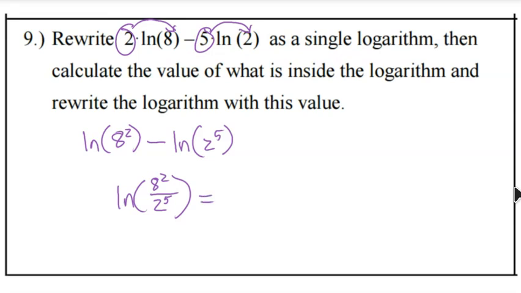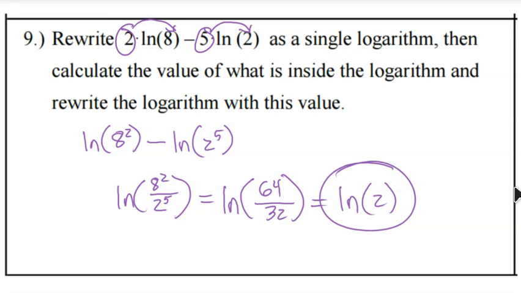So now it says then calculate the value of what's inside the logarithm. Well, what's inside is 8 squared divided by 2 to the 5th power. So let's rewrite this, the natural log of, we know that 8 squared is 64. And 2 to the 5th power, you could do that in a calculator, but we learned it, and it's 32. And 64 divided by 32, well, that's just 2. So the final answer here is going to be the natural log of 2, and we have successfully rewritten this logarithm.